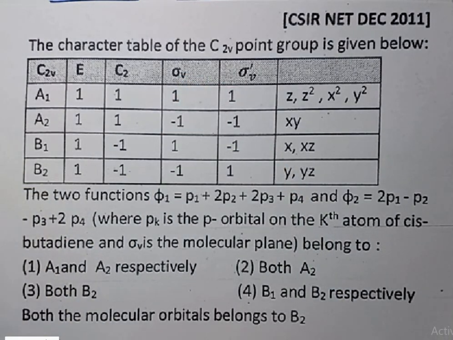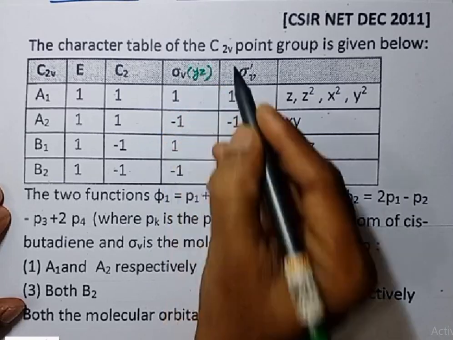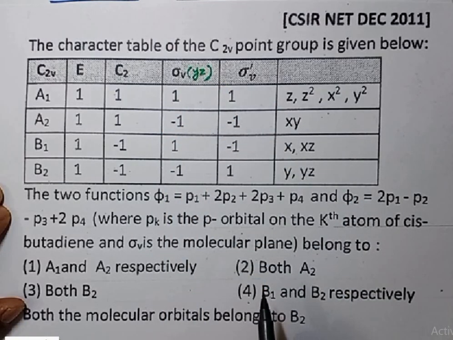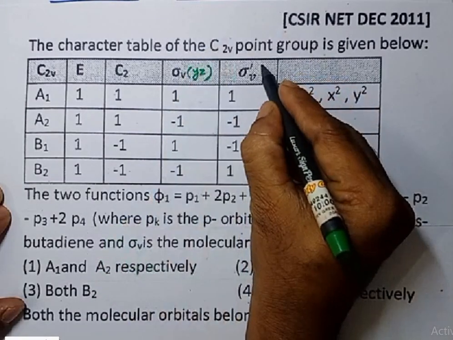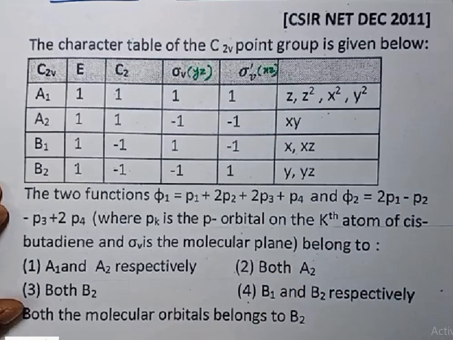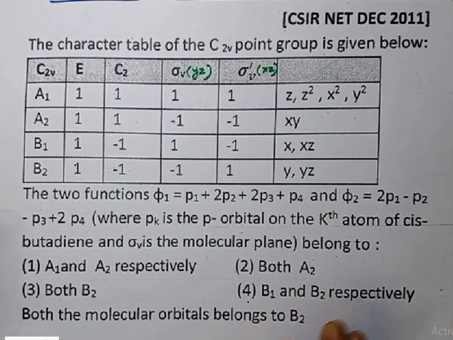In our discussion, I have told you, we usually take the yz plane as the molecular plane. So sigma v is given as the molecular plane here. So this is the yz plane, and this should be the xz plane. This is given because everybody will get the same answer. That's the reason.